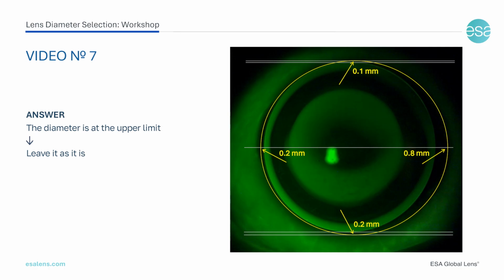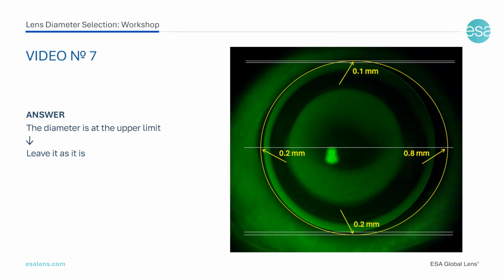This cornea exhibits noticeable ellipticity. Vertically, the clearance is minimal, approximately 0.15 mm on each side. Meanwhile, the total horizontal clearance is 1 mm, which is slightly above our target. Reducing the diameter might lead to lateral decentration.